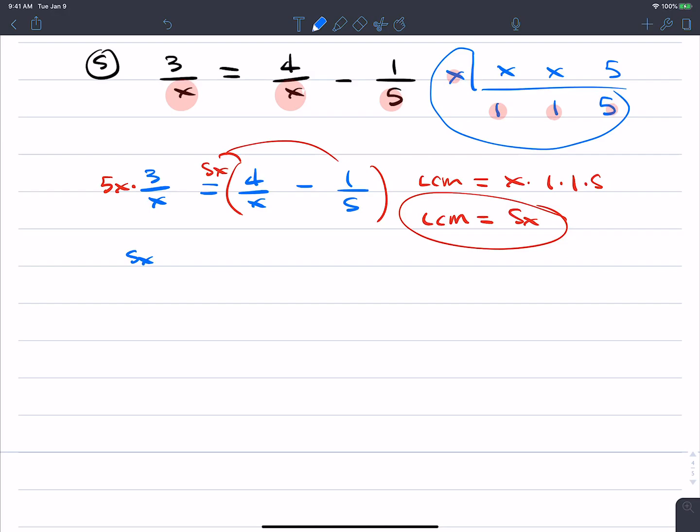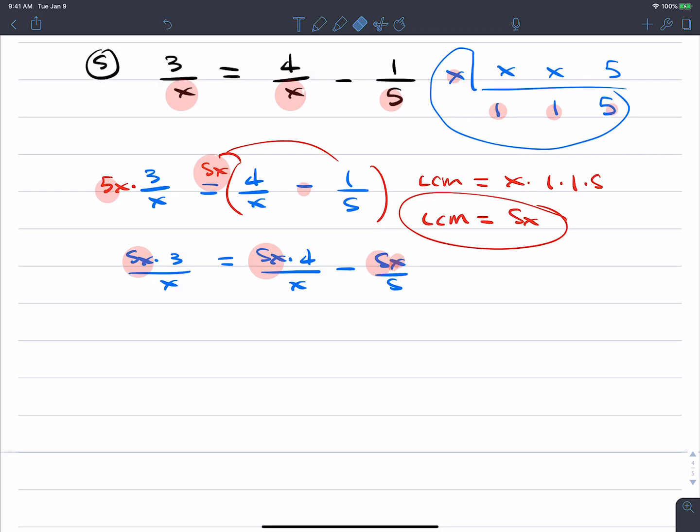So I have 5x times 3 over x, 5x times 4 over x, minus that 5x over 5. And yes, 5x times 1. Okay, so you're going to distribute because you have subtraction here. You're going to distribute this multiplication. So every term gets multiplied by what? By the 5x. Okay, that's really what's happening. Every term gets multiplied by the LCM.